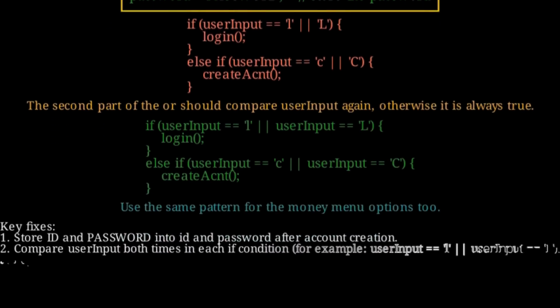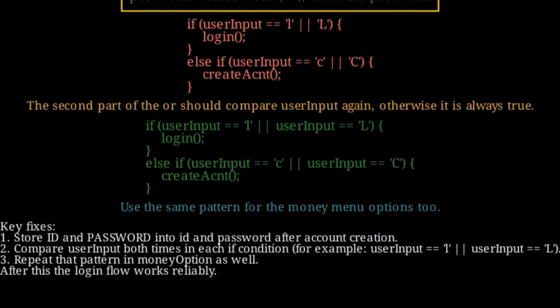Once you store the new account credentials in ID and password, and your menu comparisons check user input on both sides of the OR, login will stop failing. Now, when you type L after creating an account, ID and password match the freshly stored values, and you get access granted instead of login failed.